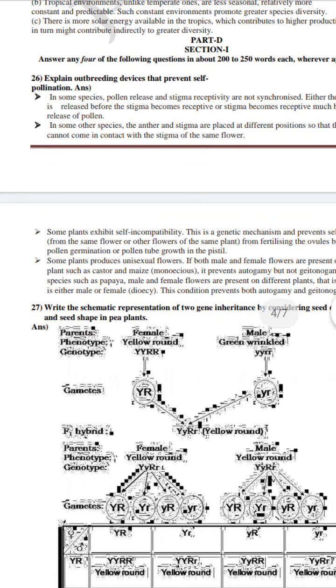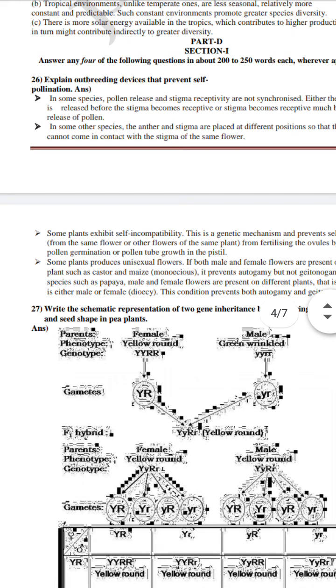outbreeding devices that prevent self-pollination. Students, we had a discussion about this one. Outbreeding devices to prevent self-pollination. Can you guess which chapter this question is from? Sexual Reproduction in Flowering Plants chapter. Second chapter. A high weightage chapter and a very important chapter.